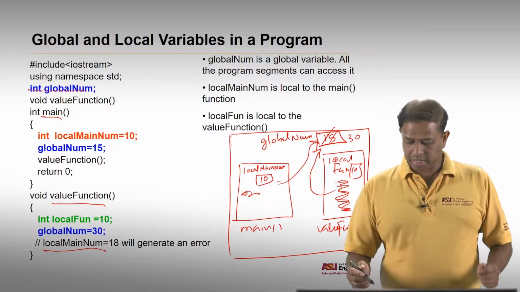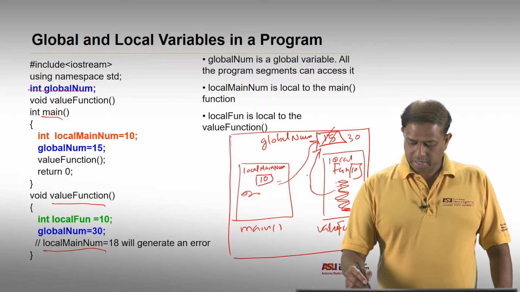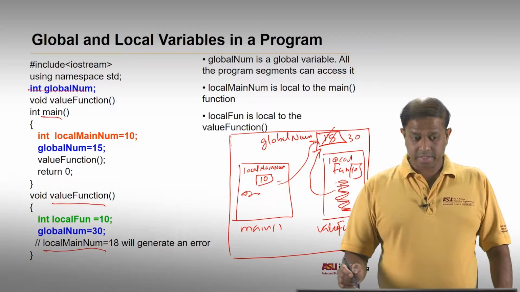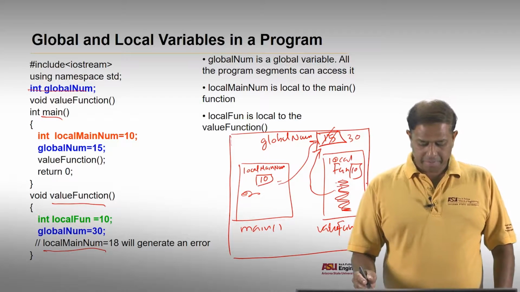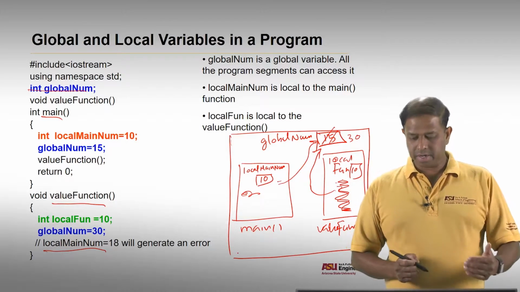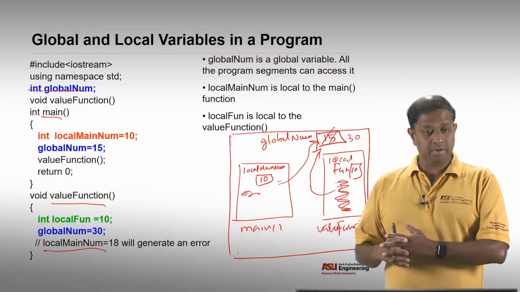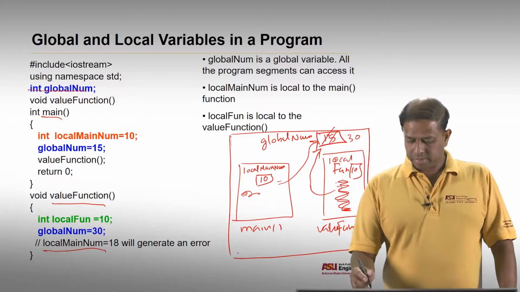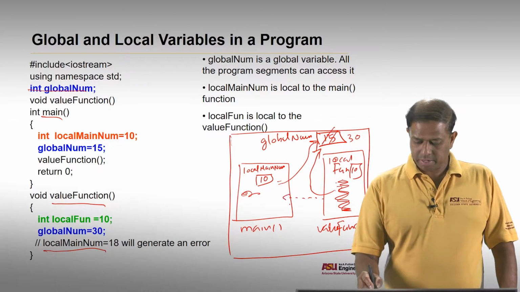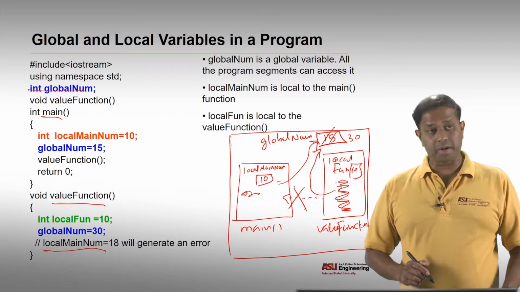So there is no method like that. Then it goes outside and checks whether the variable is in the global area. It's not in the global area, so it's going to throw an error saying there is no variable called local main num. So it cannot really go inside this. So that's not possible, right?